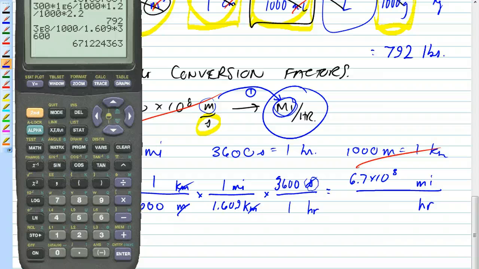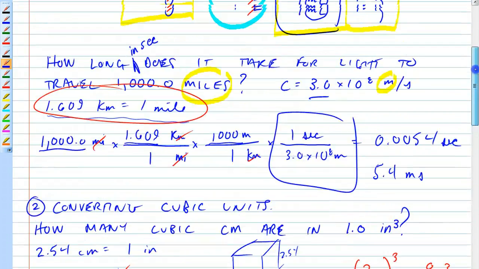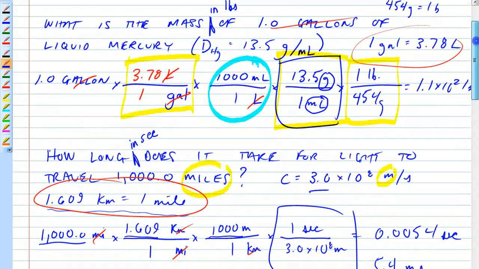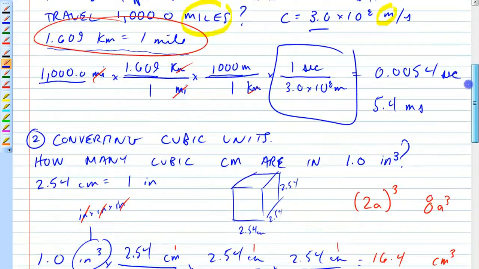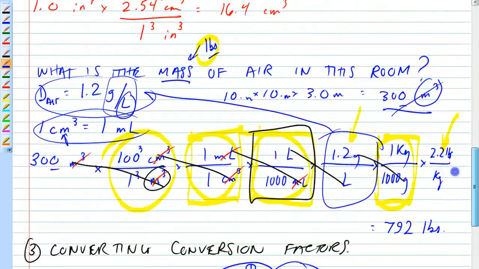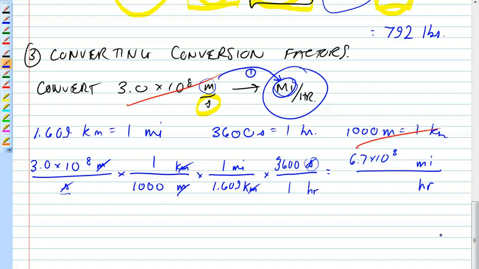So those are kind of three more complex types of problems that you might have to deal with in the factor-label method. And they are using densities or speeds as conversion factors, converting cubic units, and converting conversion factors. So converting one rate or density or something into another. Questions on those 3?